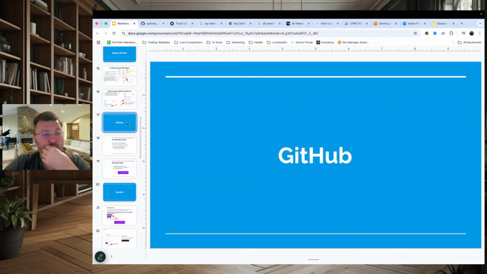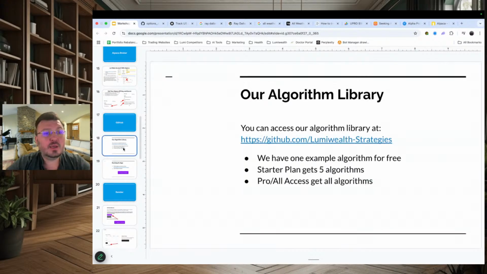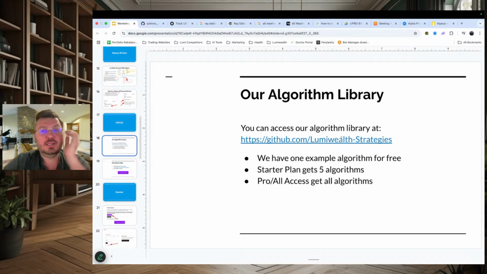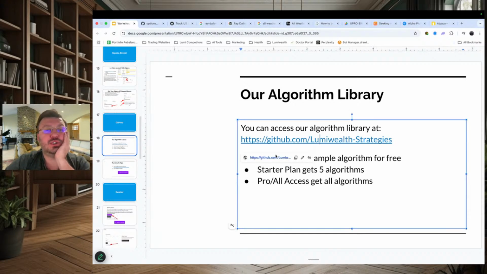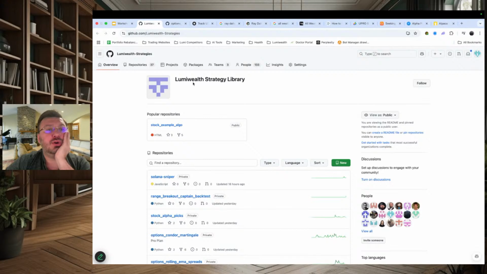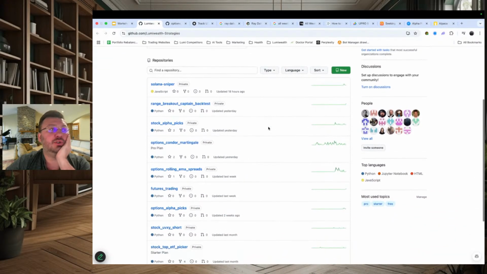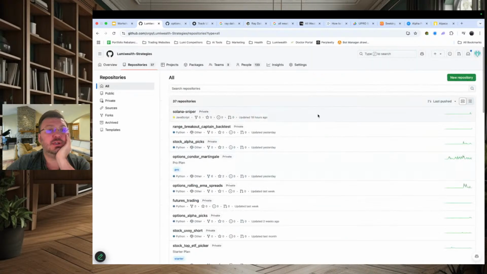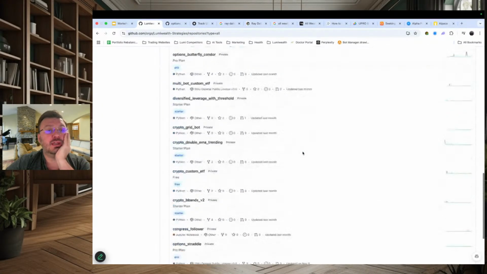Next step is GitHub. If you do not already have an account with GitHub, you can make one for free. Just go to github.com and you can create an account there, right? And once you have an account, you can access our strategy library. So let me share this link with you guys here. That's our strategy library, github.com/LumiWealth-strategies, right? When you go to this thing here, this is exactly what I was showing you earlier, right? Here's all of our strategies, right? All the different bots that we have created, they can go through here.